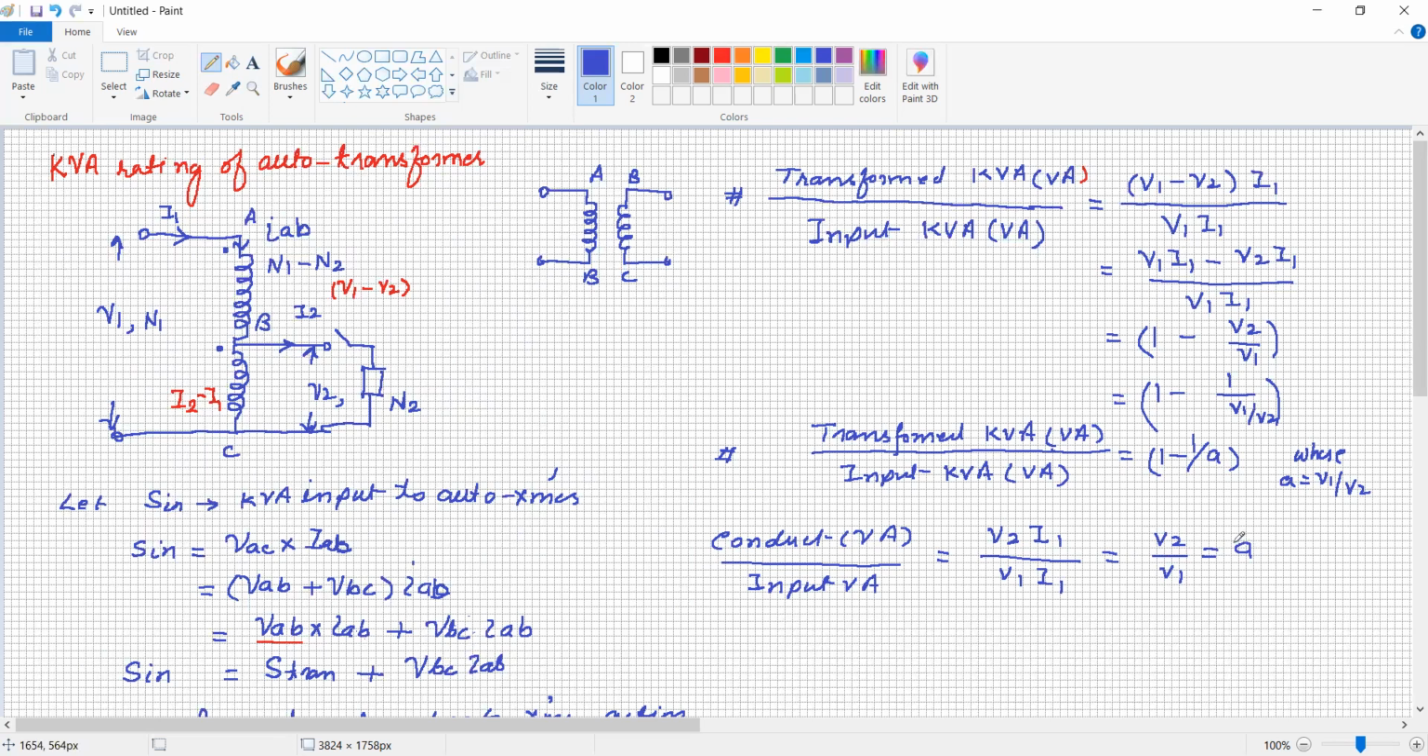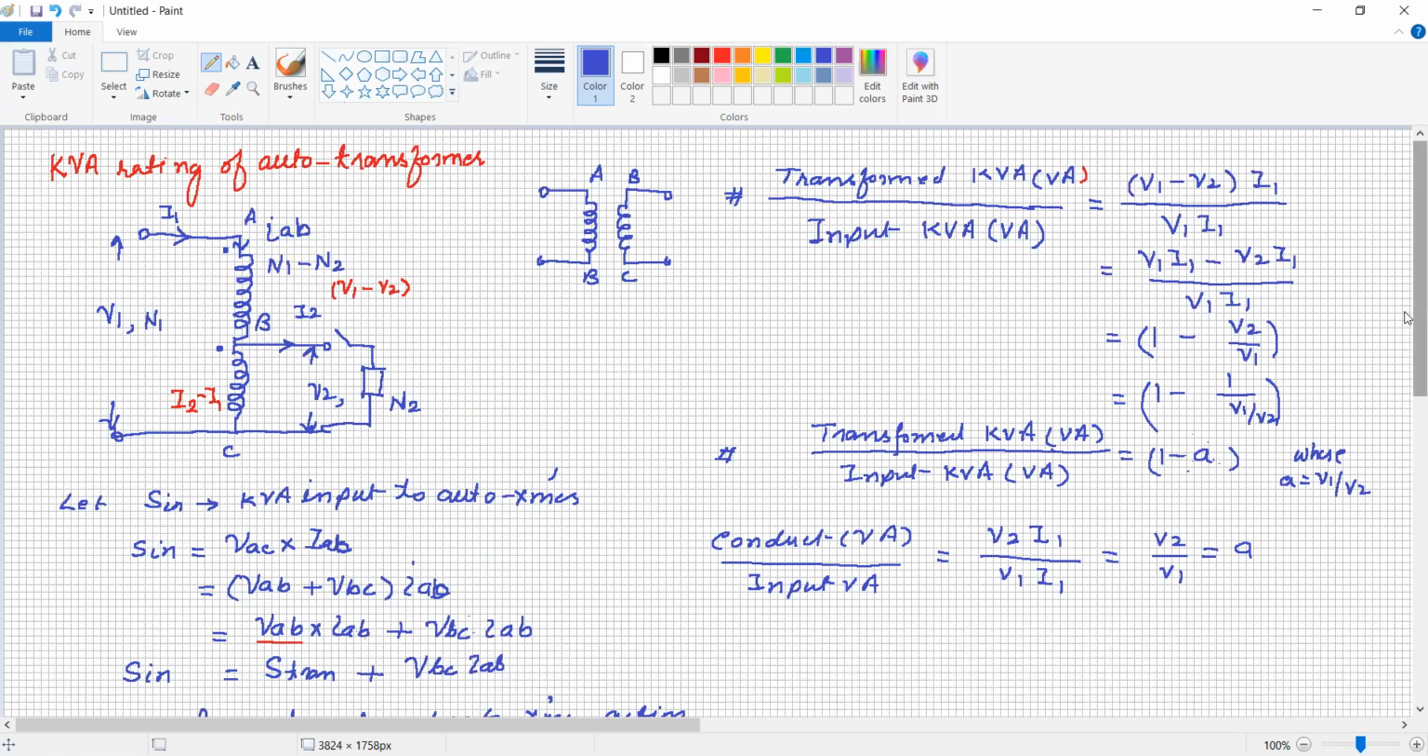Okay, so here it is, just a minute, as it is, this is 1 minus A. It means that the transformation VA is smaller than the input VA. This is the meaning, and therefore part of that input appears because of the conduction effect. So this is the ratio of input transformation kVA divided by input kVA.